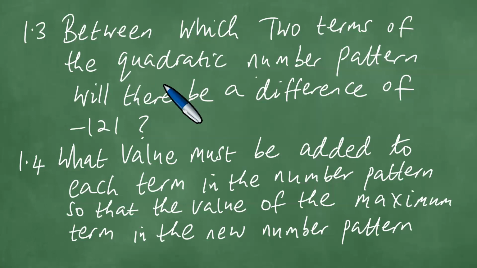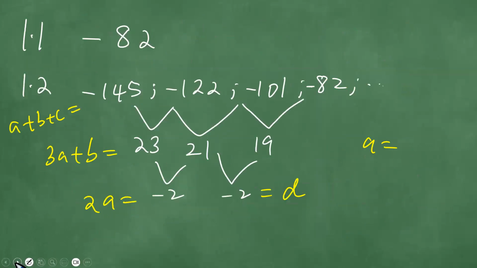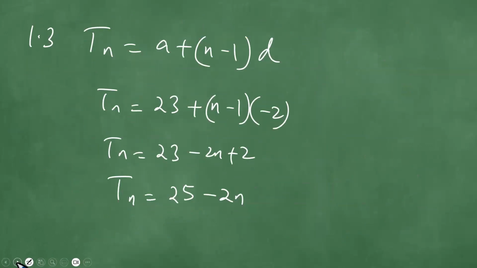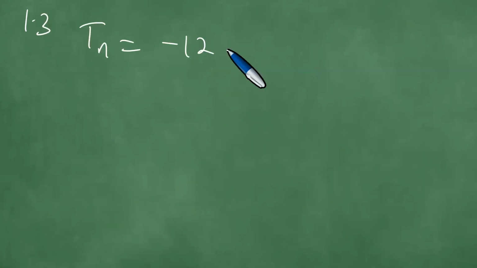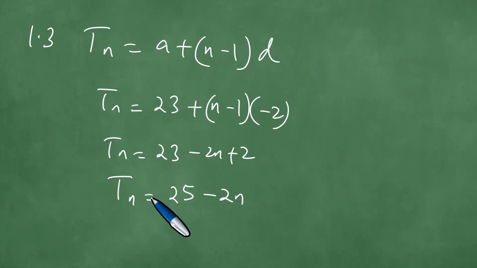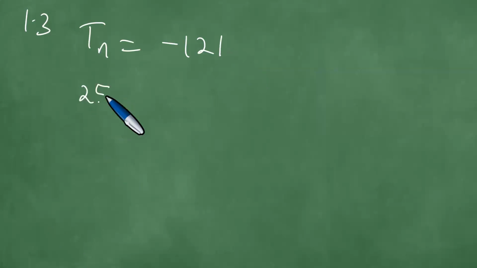Here's the question. Between which two terms of the quadratic number pattern will there be a difference of minus 121? So the difference is shown by Tn of the first differences. Right, so in 1.3, you have that is minus 121. But you already know that this one is 25 minus 2n.